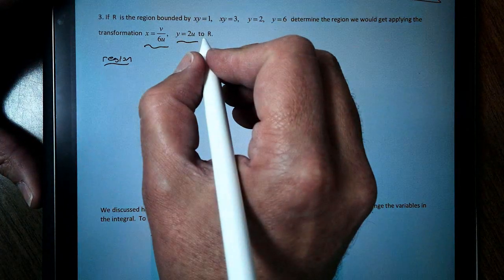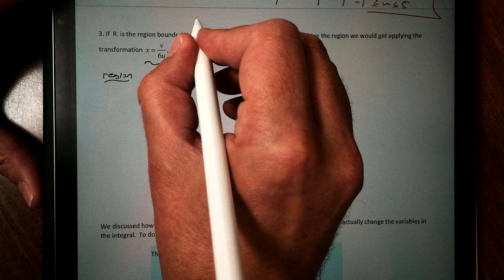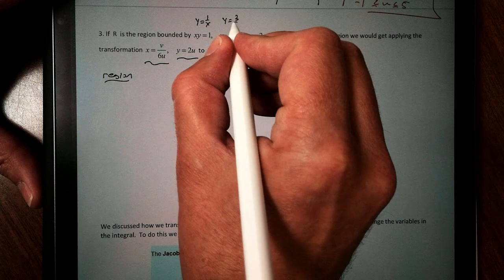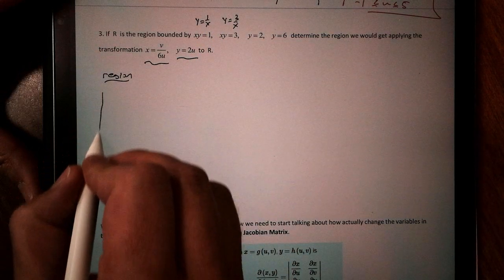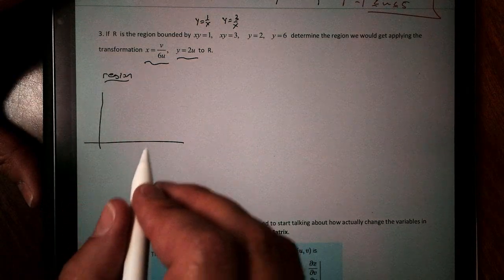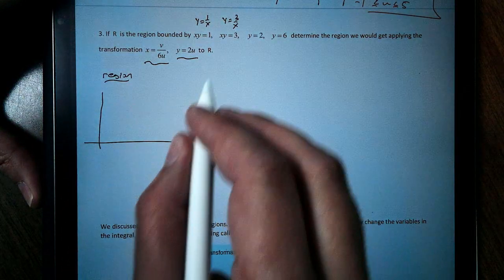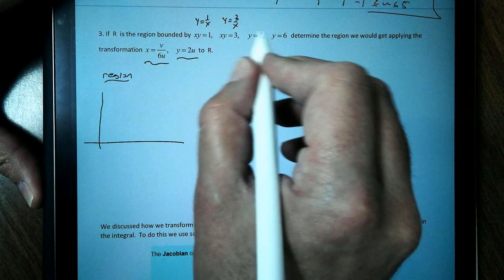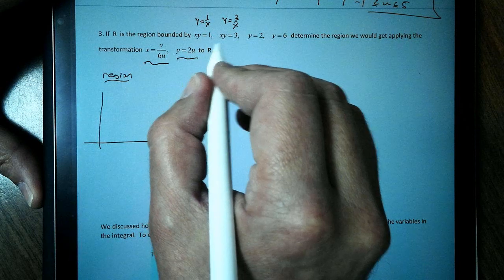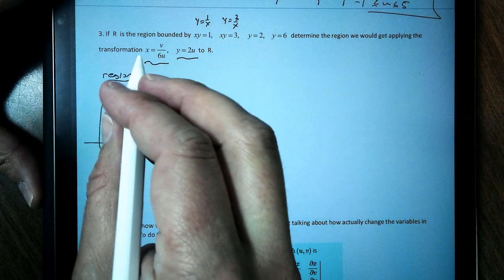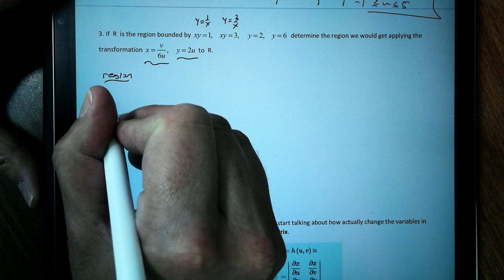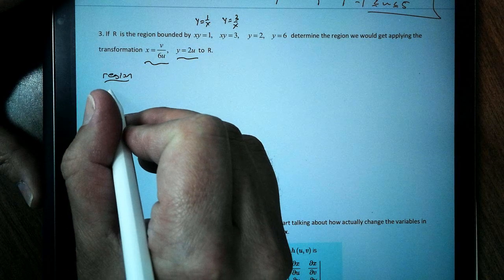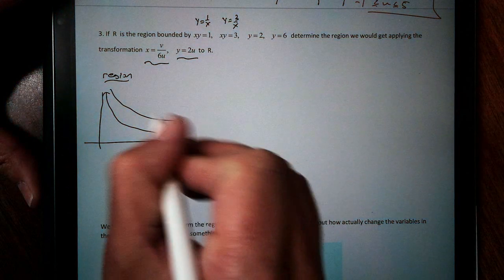To graph this, just remember xy equals 1 is just y equals 1 over x, and of course xy equals 3 is just y equals 3 over x. We're going to just look in the first quadrant here, because in the third quadrant we don't have to worry about these little intersections. So in the first quadrant we have this 1 over x, which looks like this, and then we get 3 over x, which looks like this.